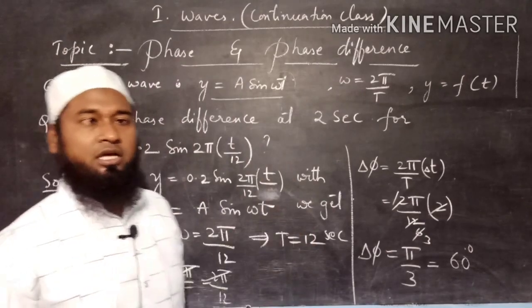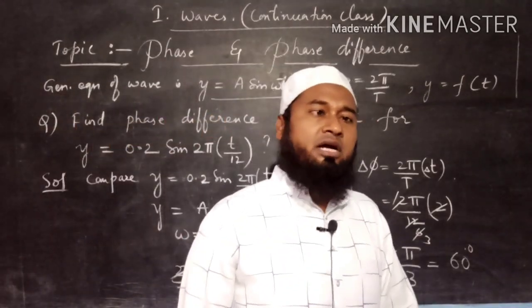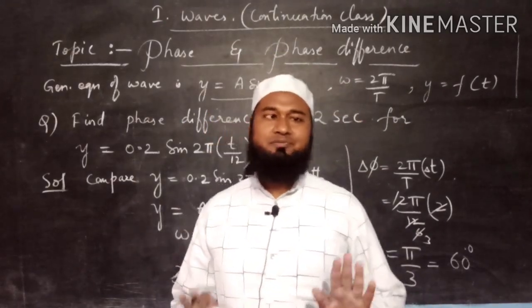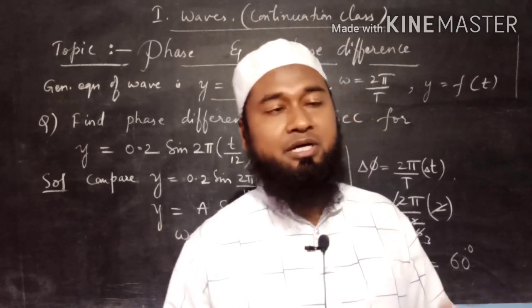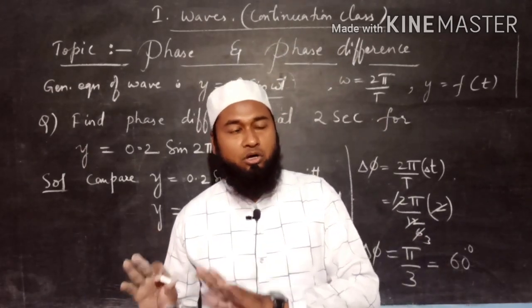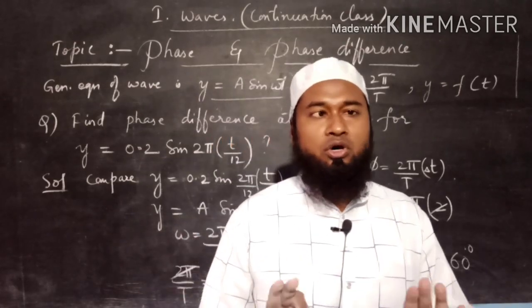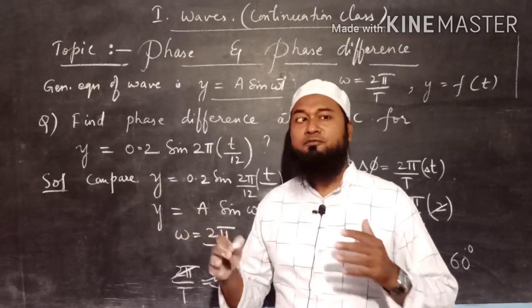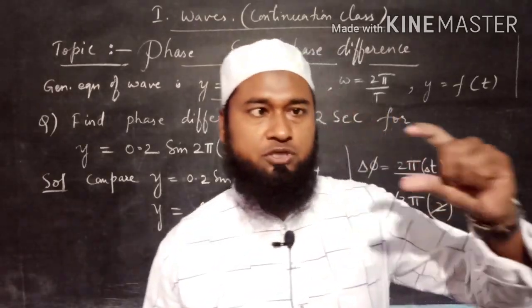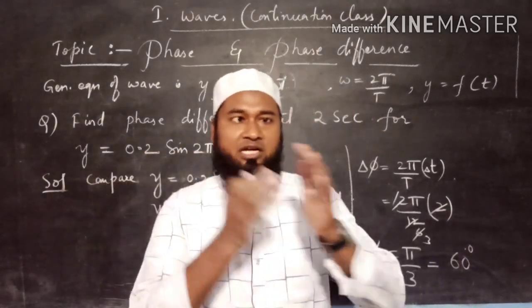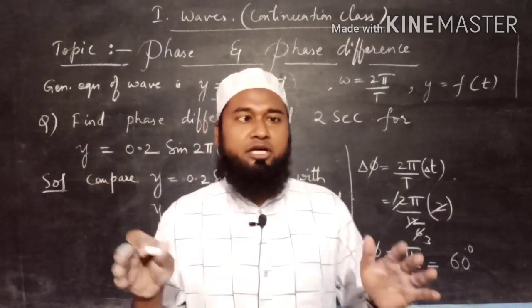So in this way you have to calculate and apply the phase and phase difference phenomena when problems are given. Generally based upon this phase and phase difference you will get mathematical problems. In numericals, in theoretical concepts, these two concepts are not applied. These two concepts are created mainly to give numerical problems. So what is phase? Position of particle. What is phase difference? Delta phi is equal to 2 pi by T into delta t.